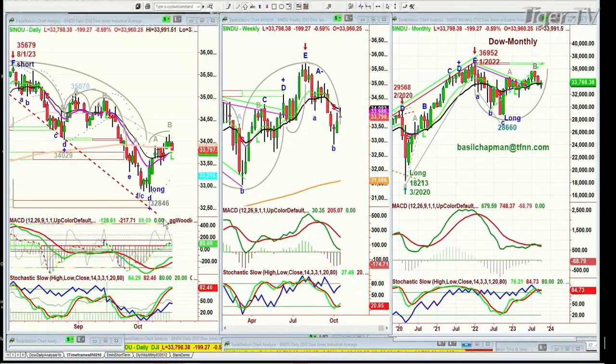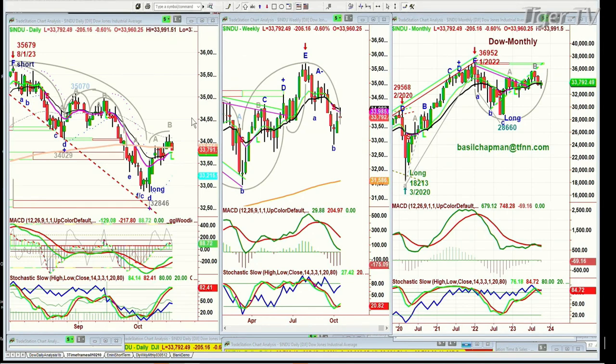You want to see the stochastics at 82%. That's a good sign in the daily chart of the Dow. This becomes the rollover. And if we start to push underneath 33,600, even that 500 level, that's going to be important because it means that you're now in the momentum to the downside. So just be real careful here.